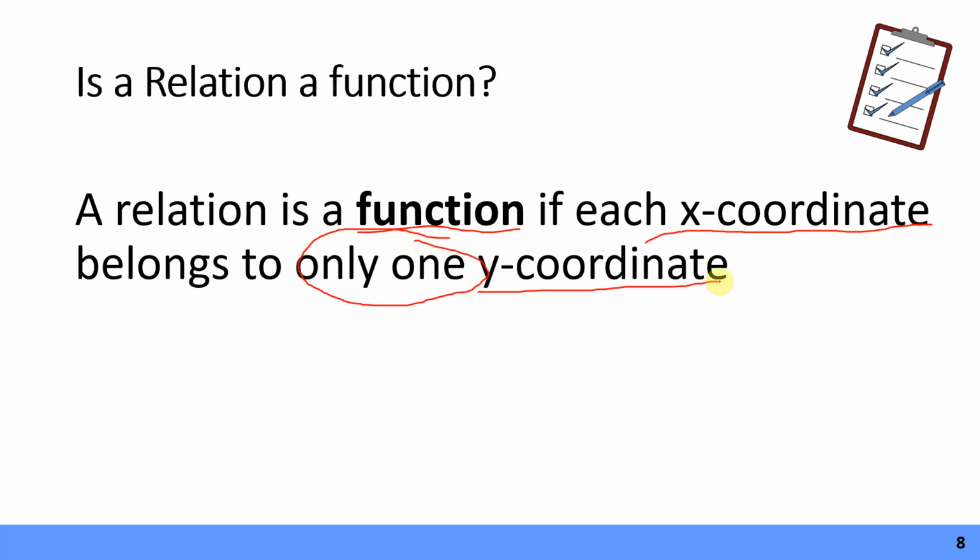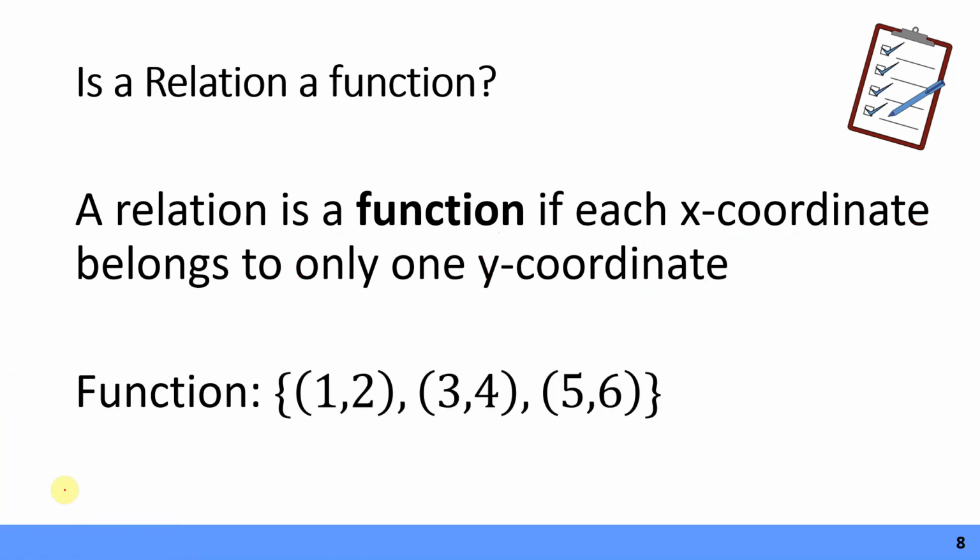Okay, I know that makes no sense. Don't worry about it. We're going to do an example. But just remember, this is the definition of a function. In order for a relation to be a function, each x-coordinate has to belong to only one y coordinate. So this is what I mean. Let me go ahead and give you an example.